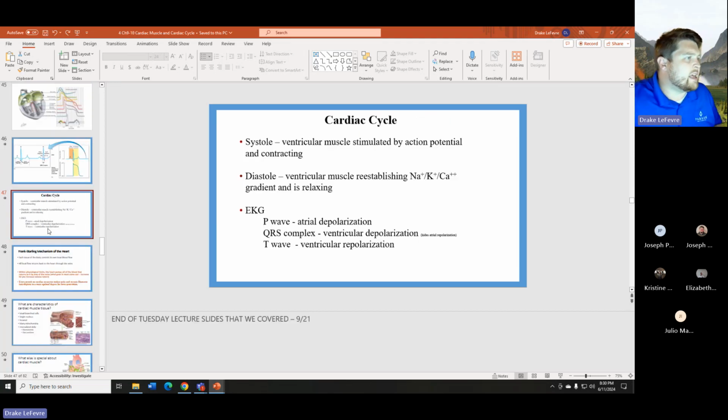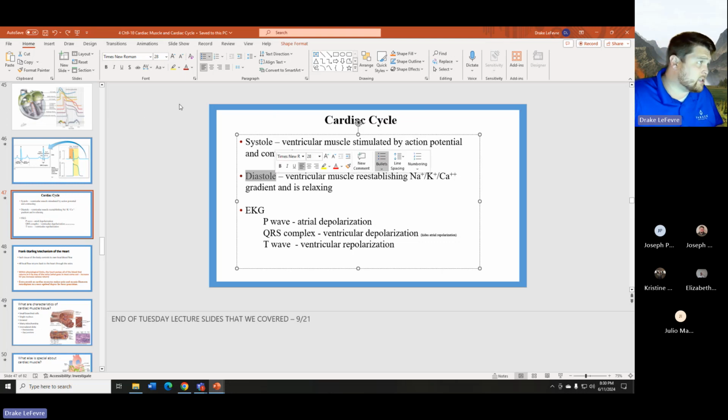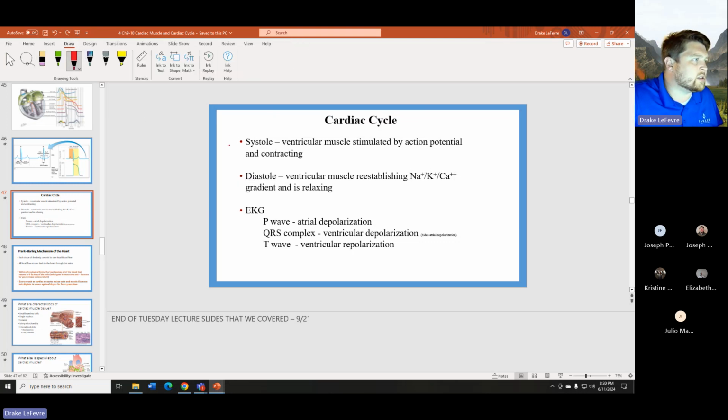Cardiac cycle. This will help us a lot with EKG stuff as well. We have systole and diastole. This is always a test question as well, just the straight definitions of systole and diastole. I'm going to type this in the chat. Systole equals ventricular contraction. Very, very specific. Ventricular contraction.